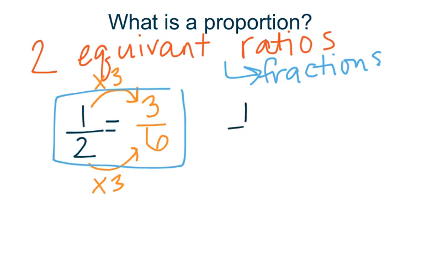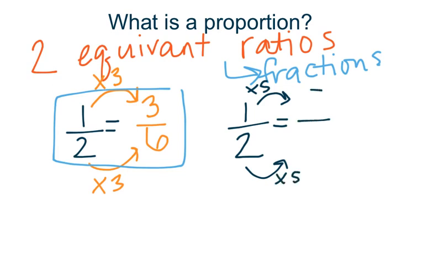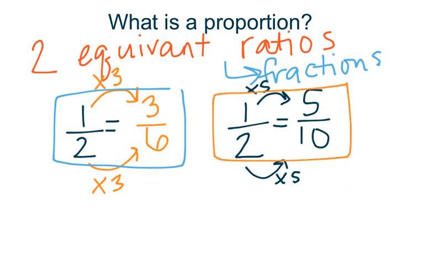Same thing could happen with a different number. If we did 1/2 and we wanted to create a different equivalent fraction, let's say this time we wanted to multiply times 5 on the top, and whatever we do to the top, we're going to do to the bottom. So 1 times 5 is 5, and 2 times 5 is 10. So that would be 1/2 equals 5/10. That would be a proportional relationship. Those two fractions would then create a proportion.